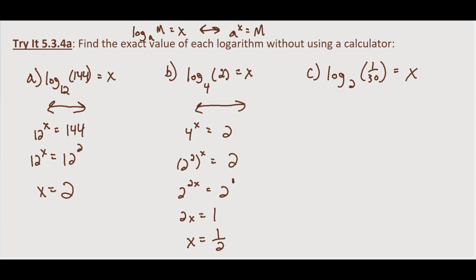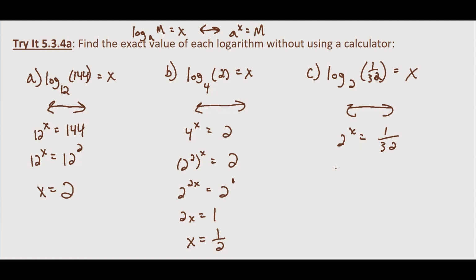Part C, log base 2 of 1/30 equals x. And actually, I don't believe that's supposed to be 1/30. I think that's supposed to be 1/32. So log base 2 of 1/32 equals x if and only if, again, we use our conversion formula, 2 to the x equals 1 over 32.